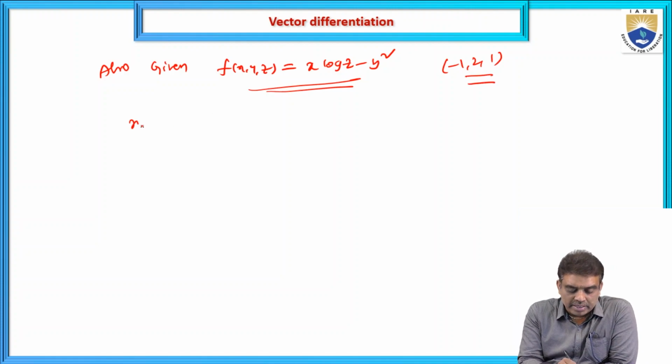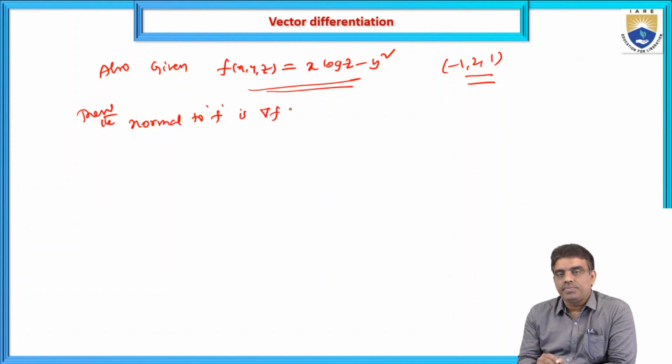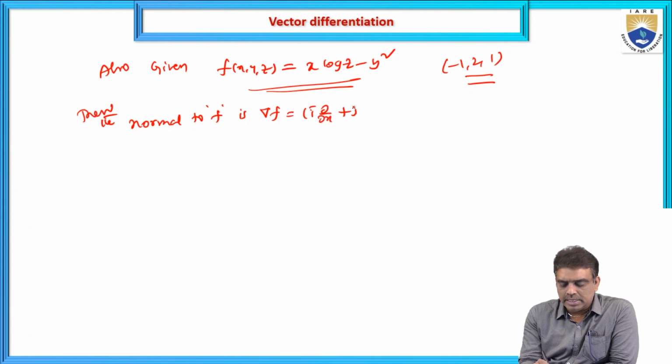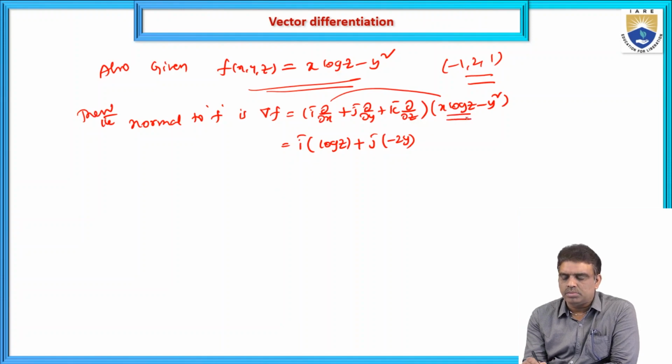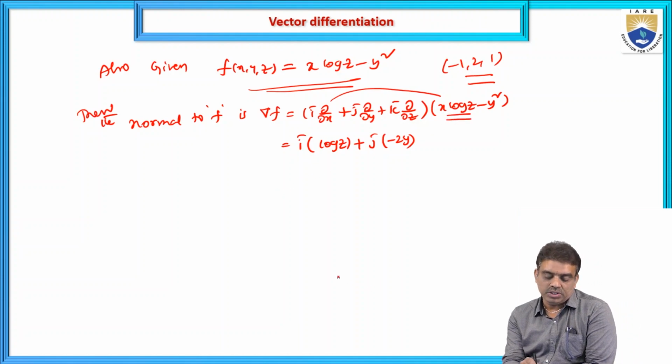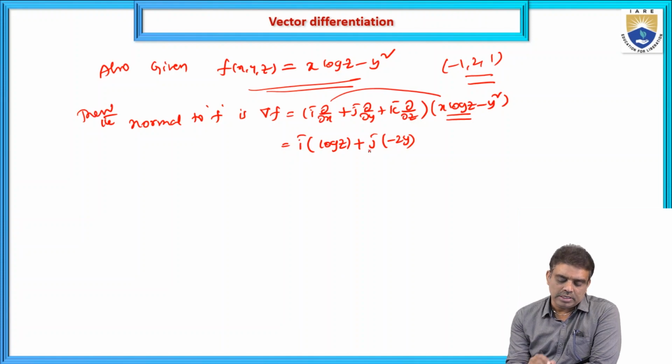So how to find the normal vector? The normal to f is grad f. That is i bar dou by dou x plus j bar dou by dou y plus k bar dou by dou z of x log z minus y square. So that is i bar into dou by dou x of this entire term, that is log z, plus j bar into dou by dou y of this, minus 2y, because the other two terms contain x and z and those derivatives are 0. Only the derivative of y square, that is minus 2y.